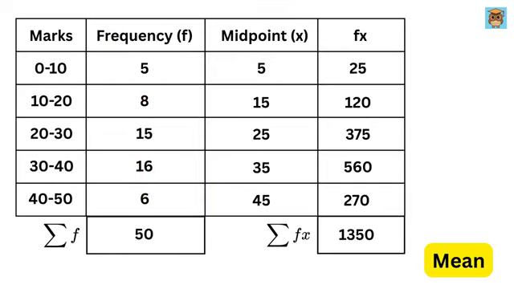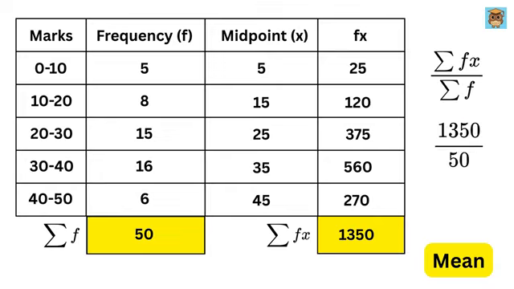So the mean or the average marks of the students will simply be equal to this total score divided by the total number of students, or sum of F times X divided by sum of F, or 1,350 over 50, which equals 27. Therefore, the mean marks of the students are 27.